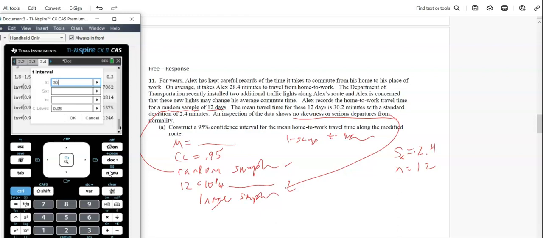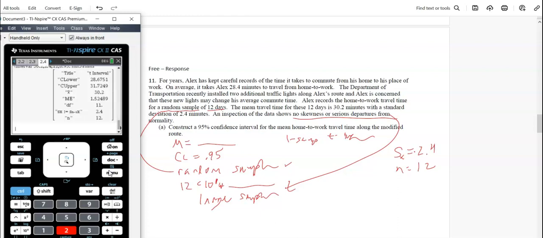So X bar is 30.2. Standard deviation is 2.4. N is 12. And it's 95%. Okay, so degrees of freedom is 11. Somewhere on here, definitely write, degrees of freedom is 11.